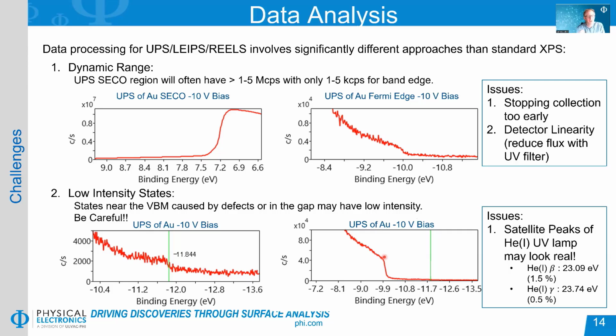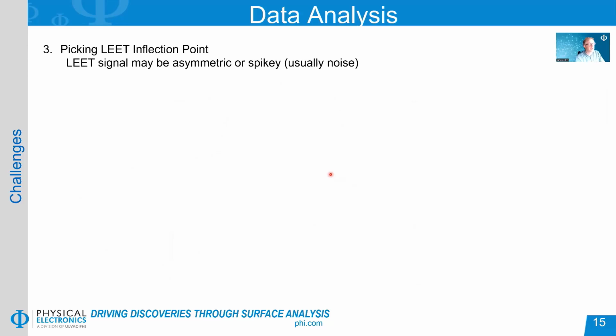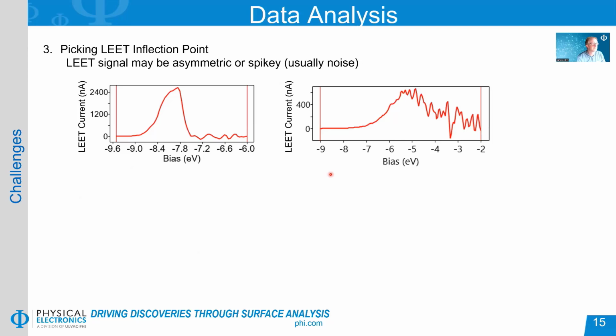Okay, so that's UPS. What about LEIPS? Well, with LEIPS, one of the biggest problems can be actually picking the inflection point. So in order to find the inflection point in the LEIP, what we do is we take the numerical derivative of the transmission current. But numerical derivatives are inherently somewhat noisy. So if you have any sort of wobbling or wiggling going on in your transmission current curve, you can get a derivative that has several different humps in it. Or if you just have some noise in your electron gun, you can get the same thing, right?